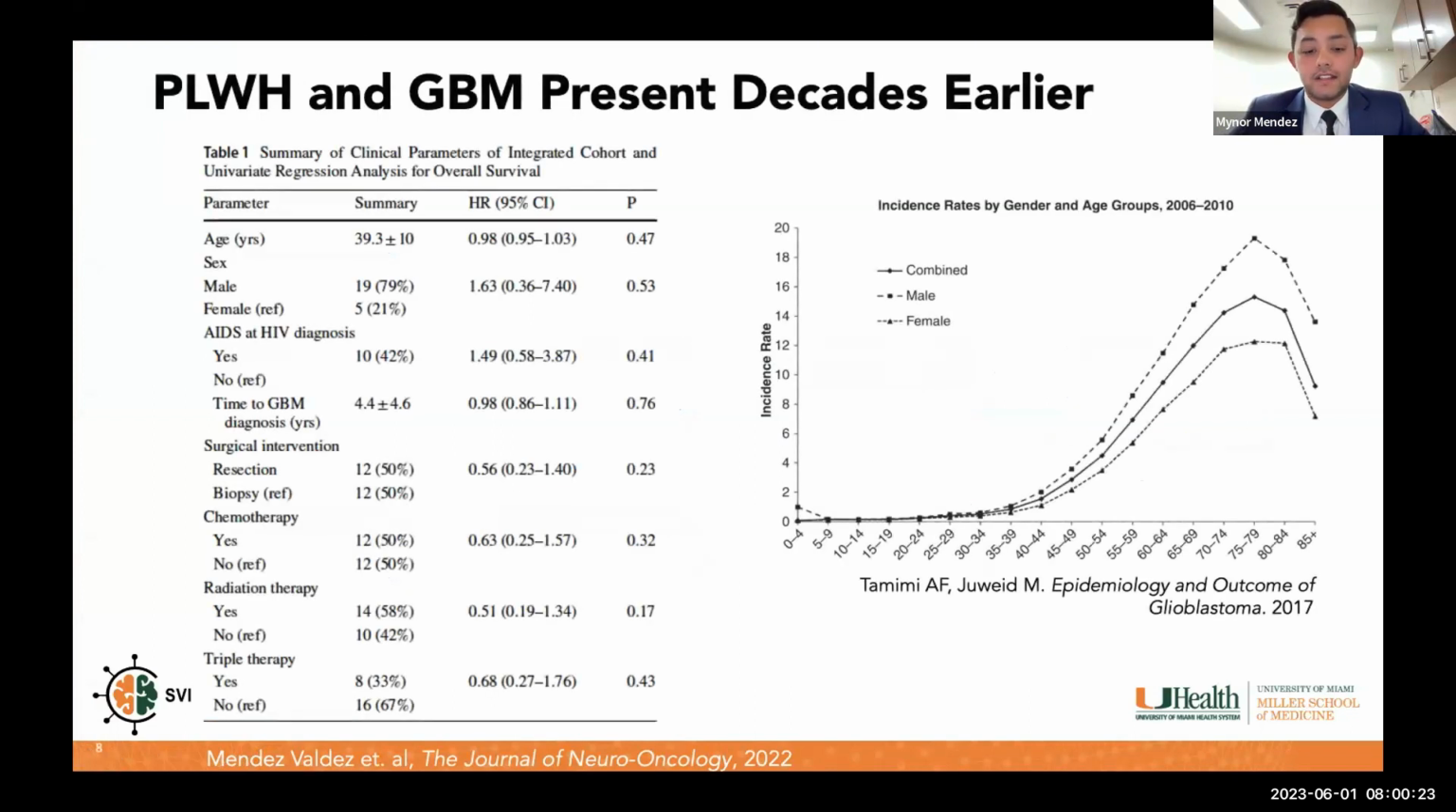When we analyzed the data, we found that the median age at diagnosis was 39 years of age in this patient cohort, and the time to GBM diagnosis from HIV was 4.5 years. And importantly, this median age is significantly lower than the expected age of isolated GBM, between 60 to 80 years of age, in the rest of the population.